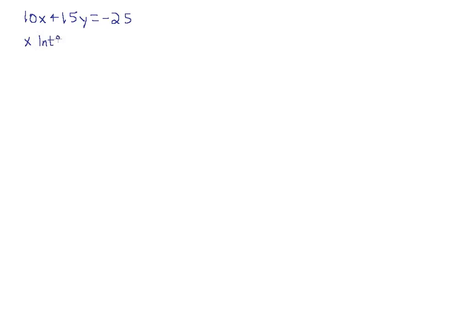We have our x-intercept is going to be found by plugging in 0 for y. So 10x plus 15 times 0 equals minus 25. 15 times 0 is 0. So we have 10x equals minus 25. We can divide both sides by 10, which will give us x equals minus 25 over 10.